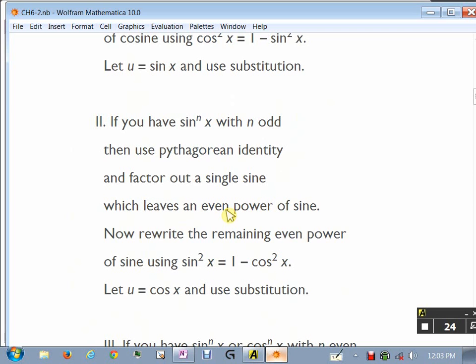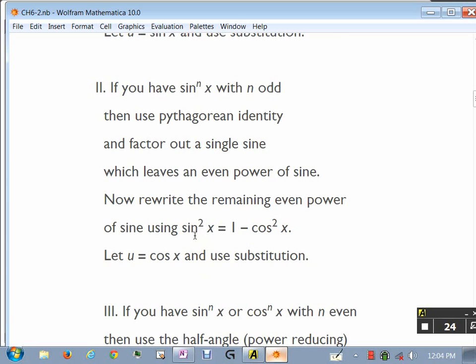Sine to an odd power. If we have sine with an odd power, then what we're going to do is use the Pythagorean identity. We're going to factor out a single sine, which would leave us with an even power of sine. Then we are going to rewrite the remaining even power of sine using the Pythagorean identity. And then we will make a substitution of u being equal to cosine x.